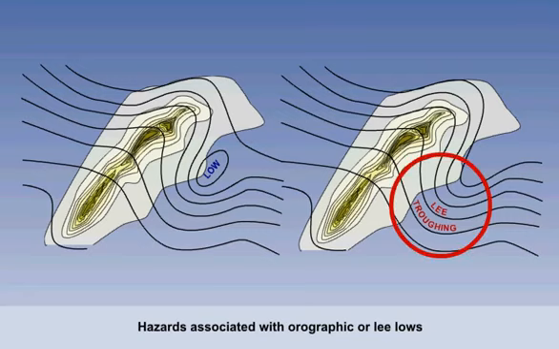As you can see here in this example of lee troughing, the spacing of the isobars in this area is small, and hence the low-level winds will be very strong. With a lee low example, the low-level winds are very variable across a relatively short distance, an important effect for the pilot.